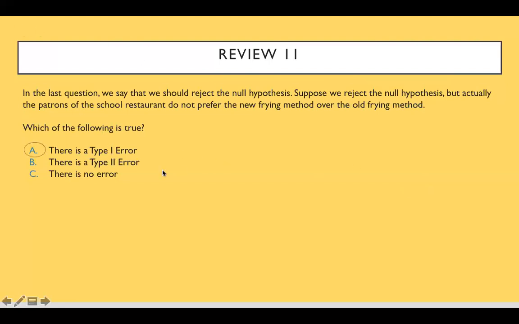Great job, guys. A is our answer here. This is a type 1 error because we rejected the null hypothesis when the null hypothesis was actually true. So there is no difference in the two. A type 2 error would be present here if we had initially decided to fail to reject the null hypothesis, so we didn't switch, but actually they did prefer the new frying over the old frying. That would be an example of a type 2 error here.